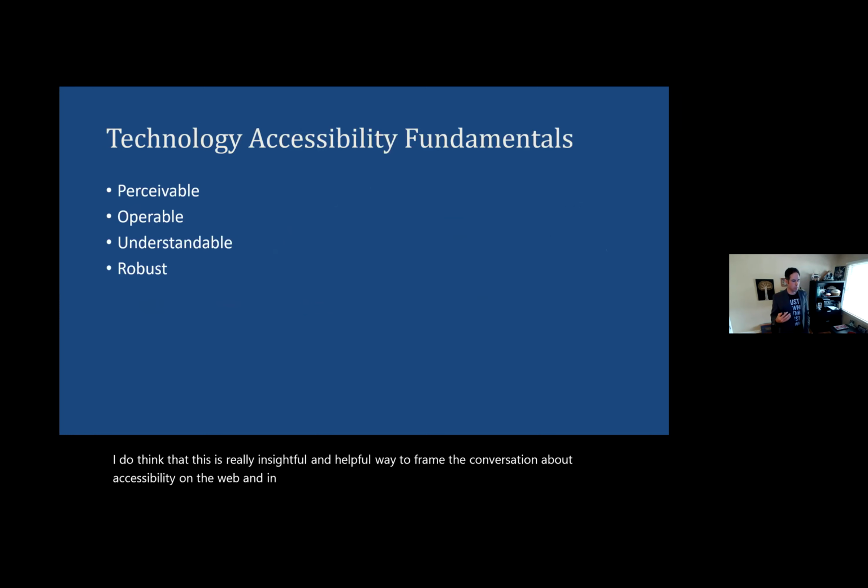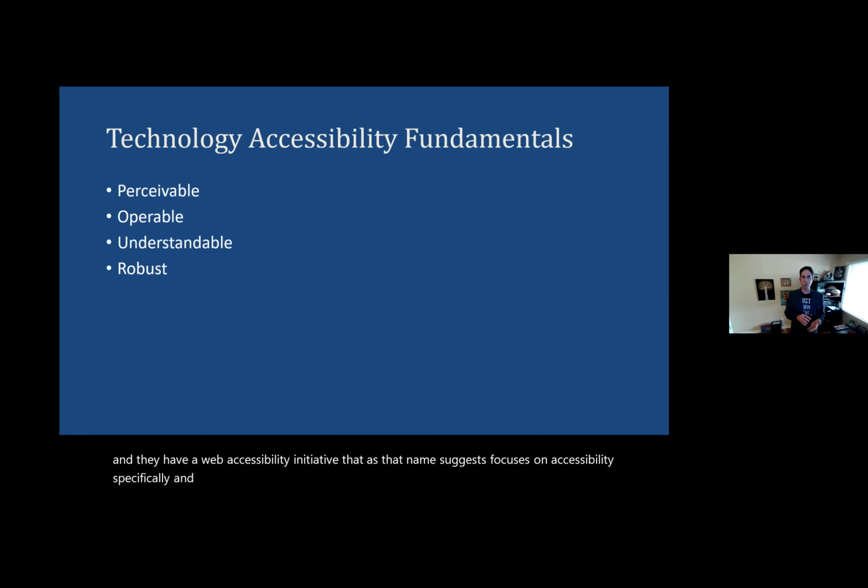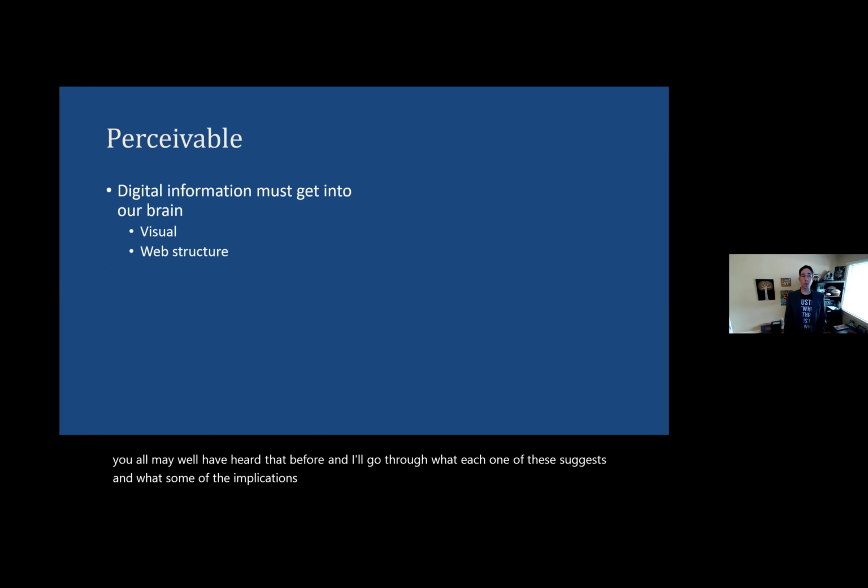So what does accessibility mean? What does accessibility look and act like? There is an international standards group that basically writes building code for the web. And they have a web accessibility initiative that, as that name suggests, focuses on accessibility specifically. Their work is based on four general principles. In order for something to be accessible on the web or in a PDF or what have you, it needs to be perceivable, operable, understandable, and robust. That acronym that spells out POUR is really widely used in the accessibility community. Some of you may well have heard that before. And I'll go through what each one of these suggests and what some of the implications are in each one of these different fundamental ideas.